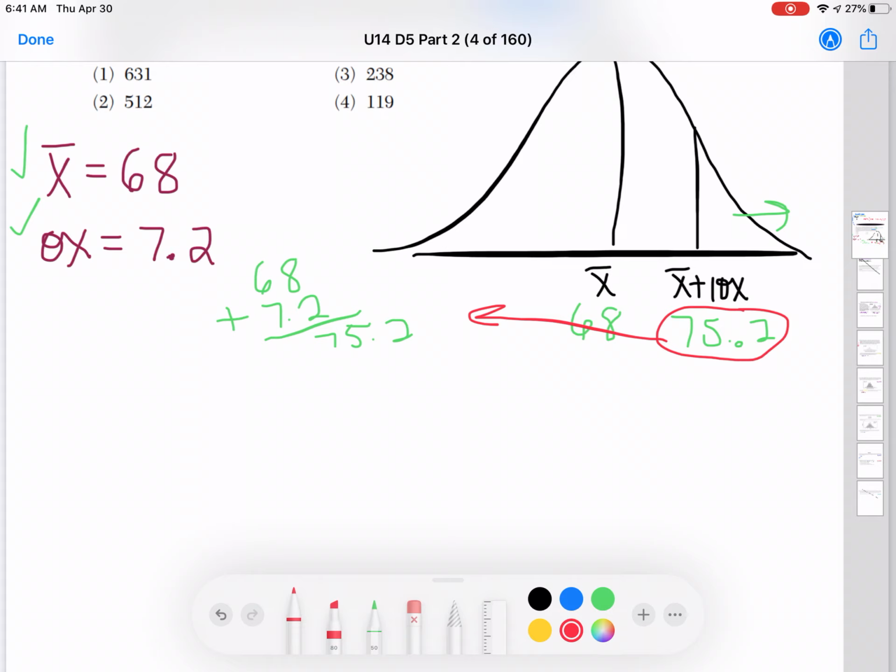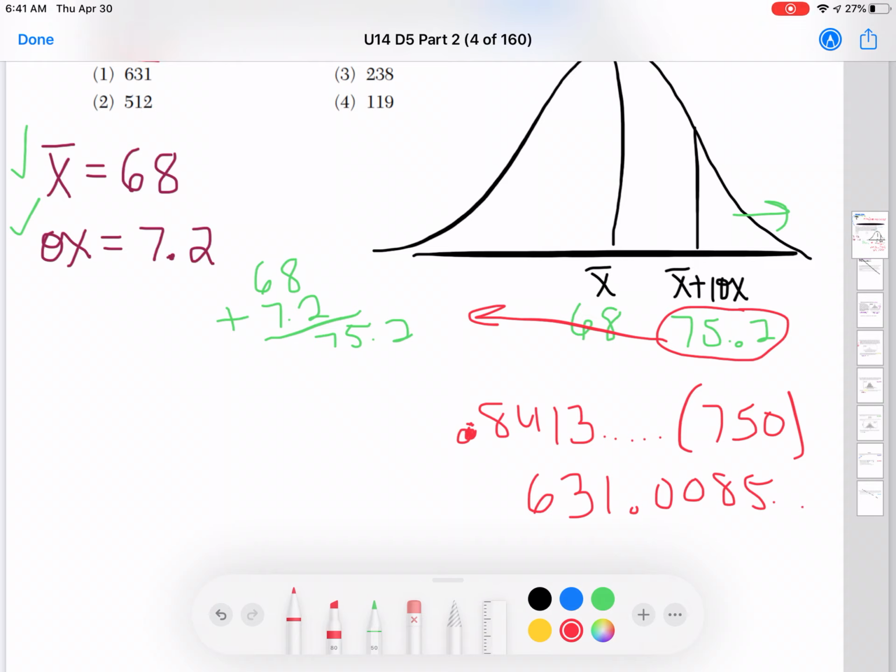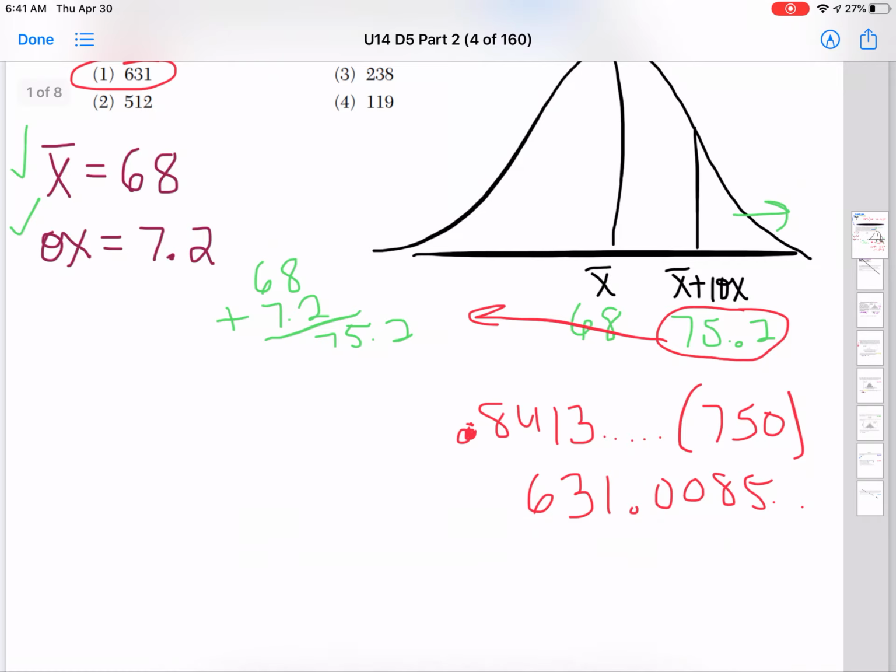Okay, so if you do that, you get 0.8413, right, which is about 84%. But I want to know how many out of the 750. So you take that number on your calculator screen and you multiply by 750. And you get 631.0085, and we can see that choice 1 is the best one to use. Remember, go back to the other video where I actually hold the calculator and I show you. I wish I could do that at the same time here, but as soon as I go off this screen and go into the camera, the video stops on me, so I can't do that.